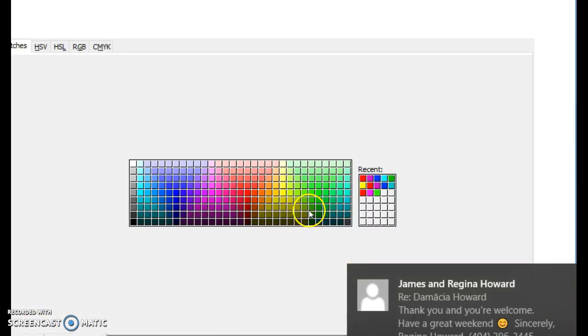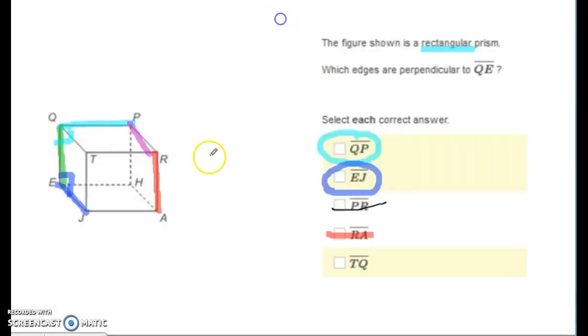And then we have JA. Wait, where did I get JA from? I totally just made JA up. That's not even the next option. Then we have TQ. Goodness gracious.